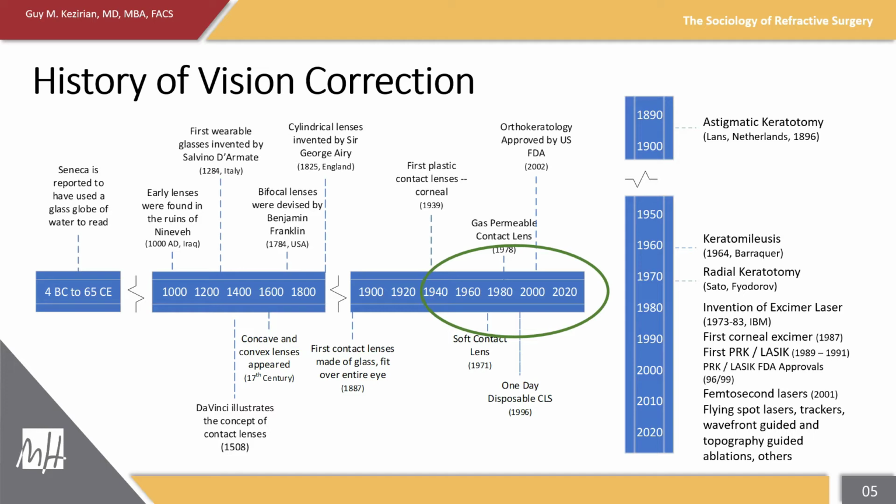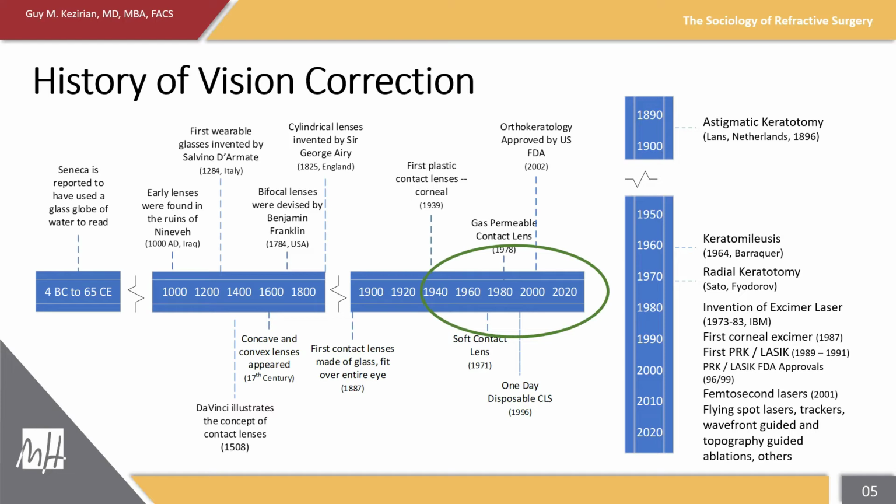Concave and convex lenses first appear in the 17th century. Bifocal lenses, devised by Benjamin Franklin, the American historical figure, were announced in 1784. Sir George Airy in England first reported cylindrical lenses in 1825.